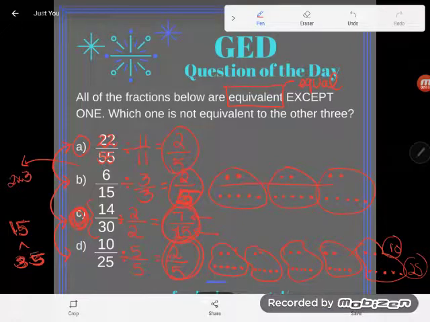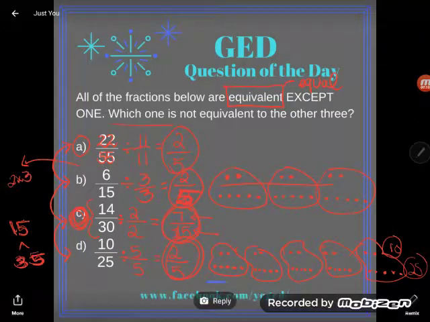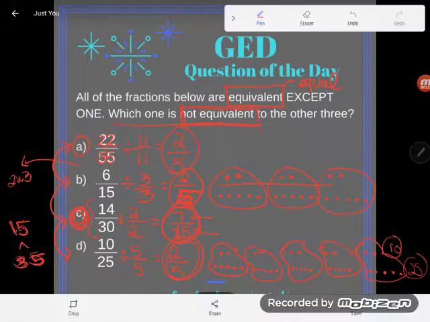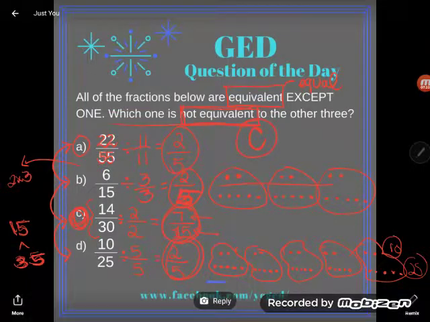Okay, so wonderful. 3 of these 4 fractions come to 2/5. And I was looking for the fraction that was not equivalent to the other 3. So obviously it was C, just like I suspected.